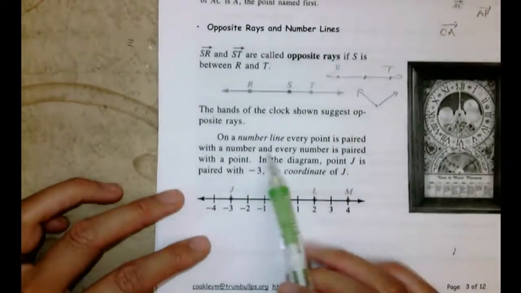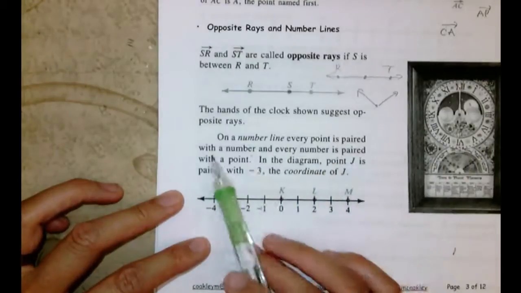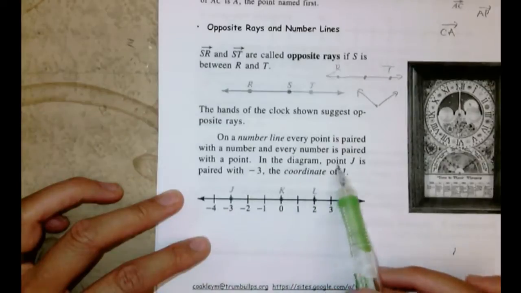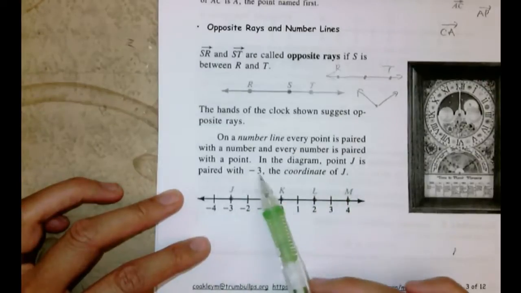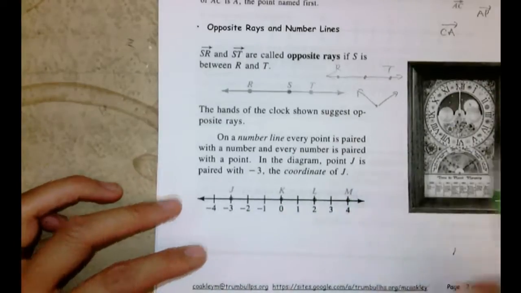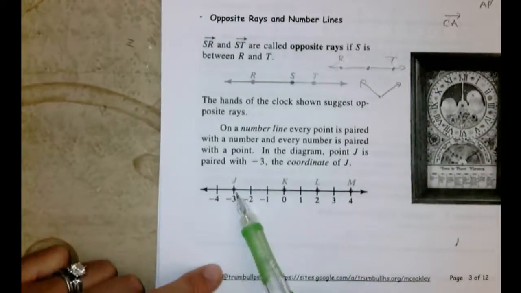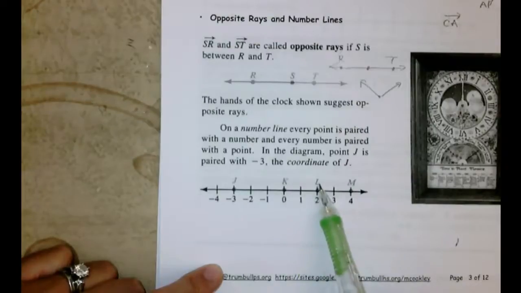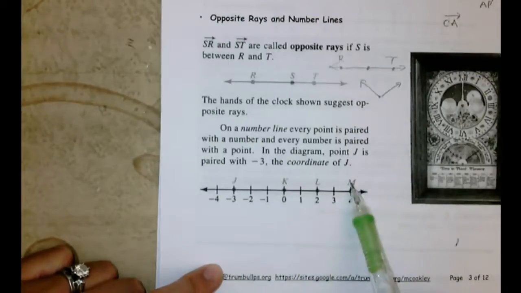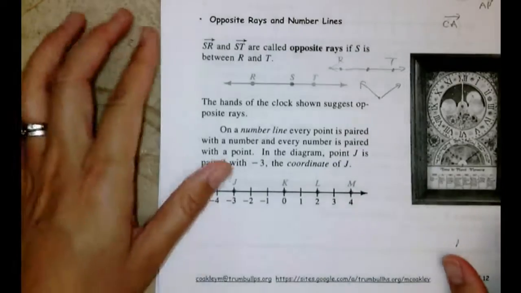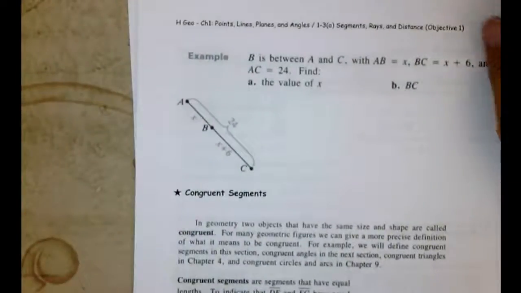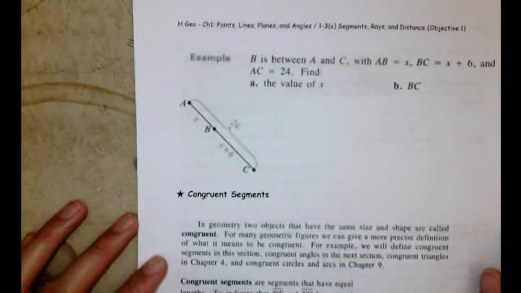Okay, on a number line, every point is paired with a number and every number is paired with a point. In the diagram, point J is paired with -3, the coordinate of J. So J's coordinate is -3, K's coordinate is 0, L's coordinate is 2, M's coordinate is 4, and so forth. Okay, next page. So here's the example of the number line and the distance and so forth.